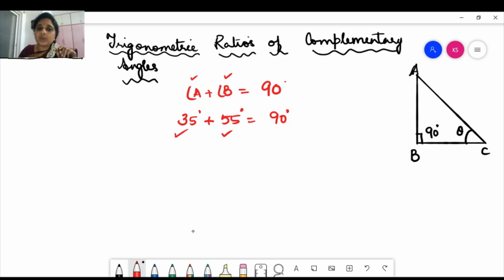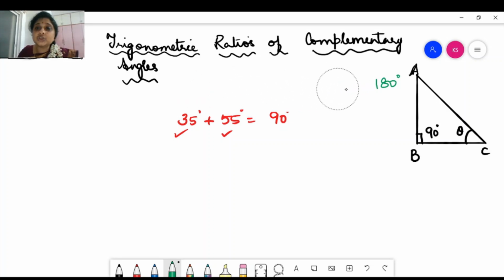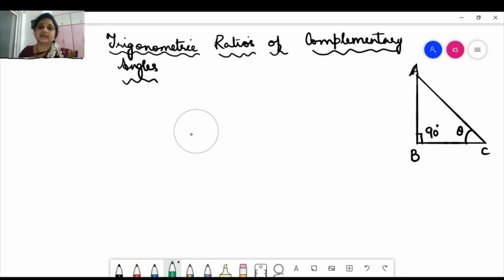Now, when you add up two angles and you get 180 degrees, what do you call them? You call them supplementary angles. This is just for your information. So with this knowledge of what complementary angles are, let's quickly move on to find the trigonometric ratios of complementary angles. Let's consider this right angle triangle.